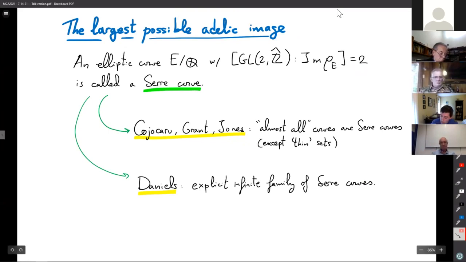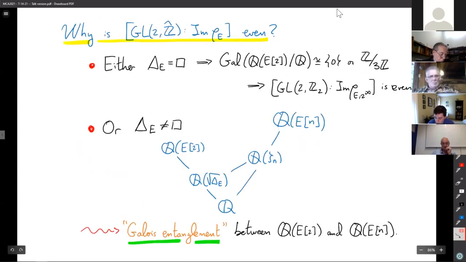And in fact, this was proved with Hilbert's irreducibility, and all Hilbert irreducibility proofs just show there are infinitely many without actually showing exact examples. One of my previous students, Harris Daniels, actually constructed the first explicit infinite family of Serre curves. So in his papers there are explicit curves that you can just look at, and they are very easy to write down, that are Serre. Okay, so that's the largest.